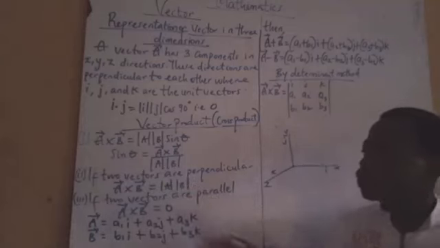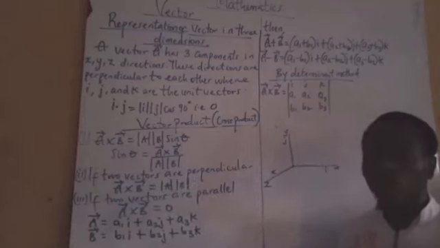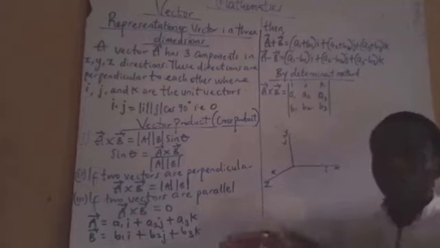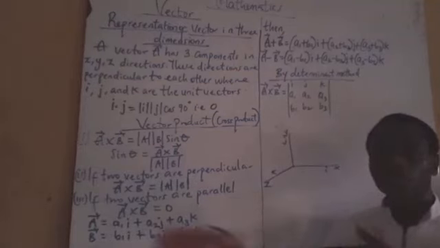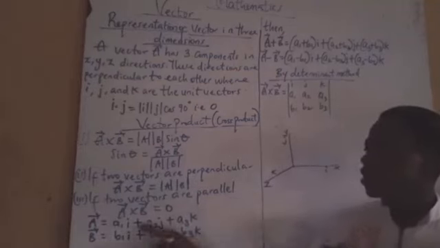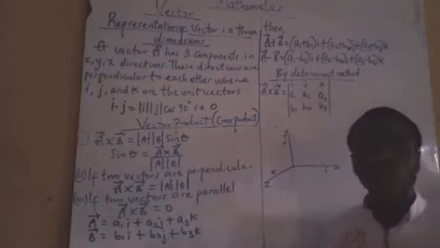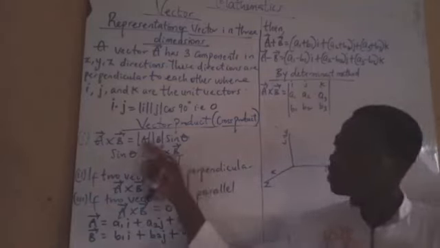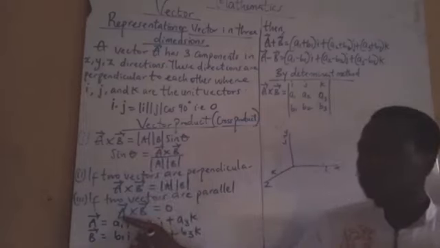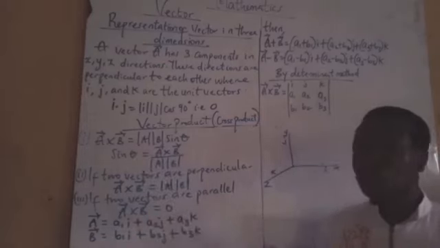Now, if two vectors are parallel, parallel means like in the same direction, or collinear. So they are collinear to each other. So it means our theta will be equal to 0. And what is sin 0? 0. So if 0 multiplies everything here, it means our vector A cross vector B will be equal to 0.